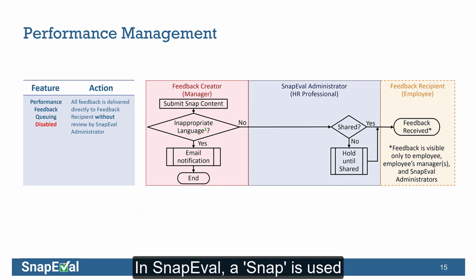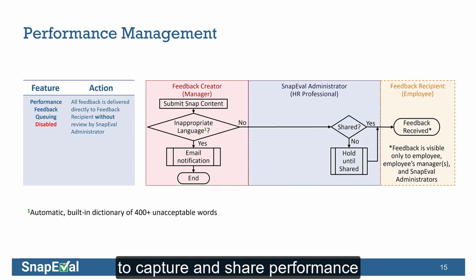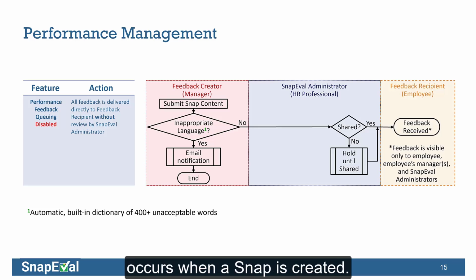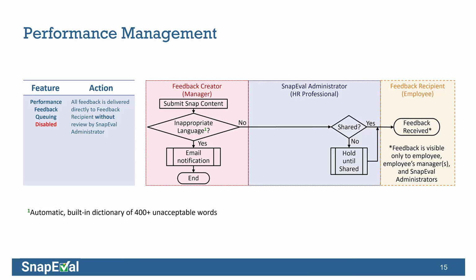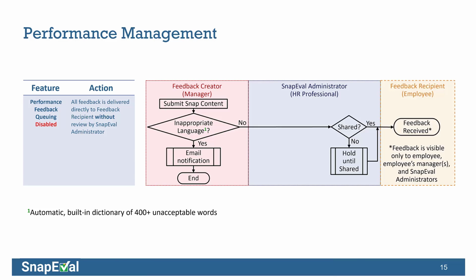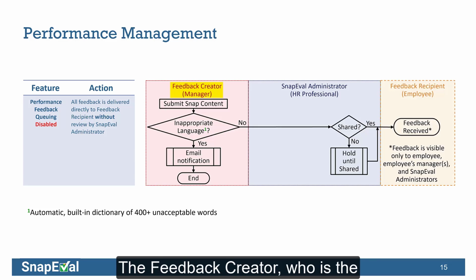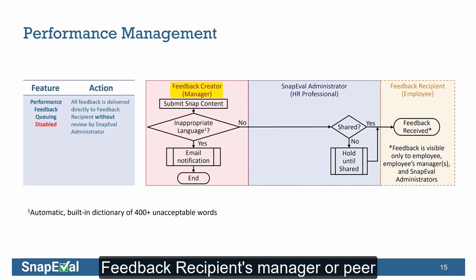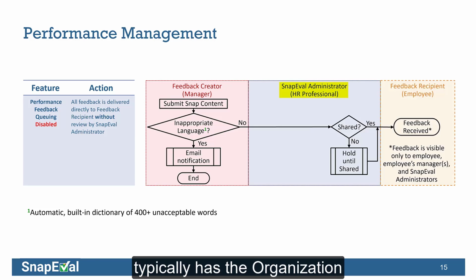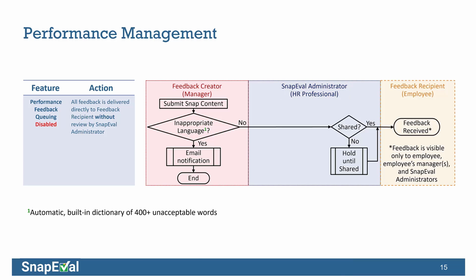In SnapEval, a snap is used to capture and share performance feedback with an employee. Let's look at the workflow that occurs when a snap is created. There are three key individuals in this process: the feedback creator, who is the feedback recipient's manager or a peer if 360-degree feedback is enabled; the HR professional, who typically has the organization administrator role in SnapEval; and the feedback recipient.